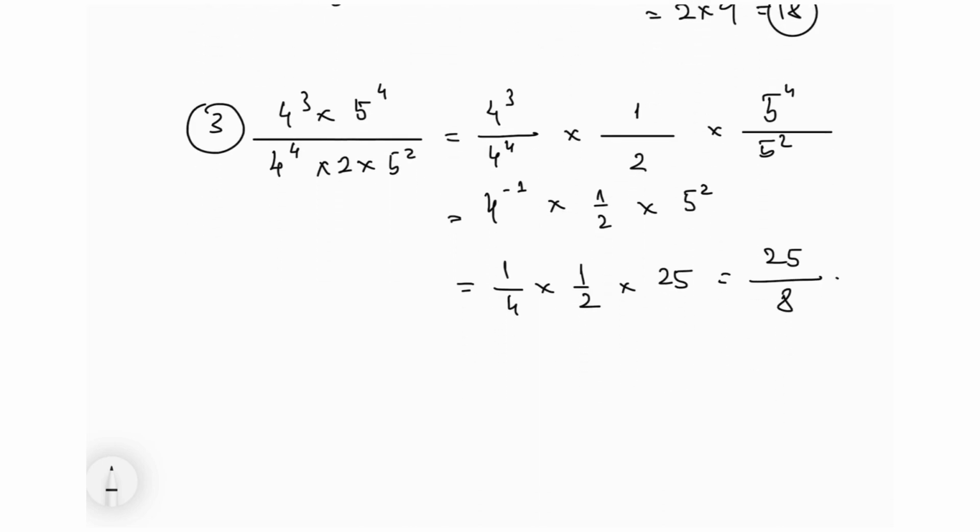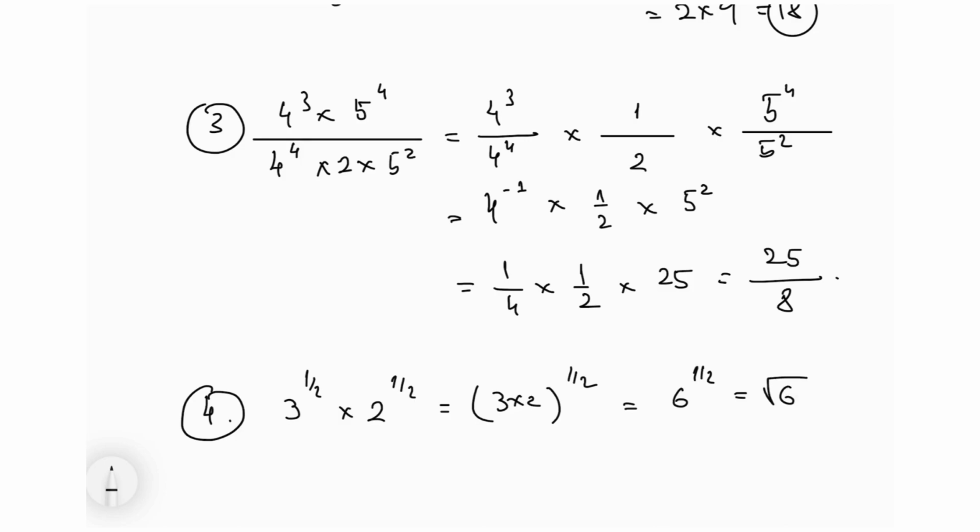Now let's do this example. Simplify 3 to the power 1 half times 2 to the power 1 half. That is 3 times 2 and then to the power 1 half, which is 6 to the power 1 half, or square root 6.